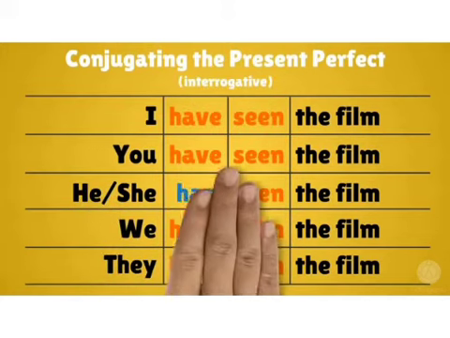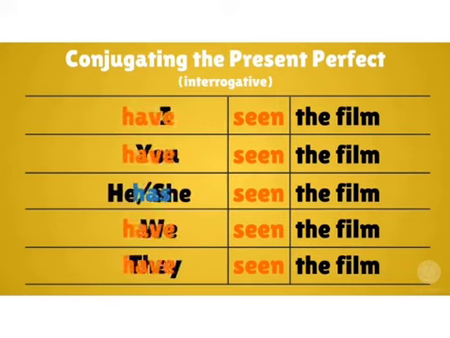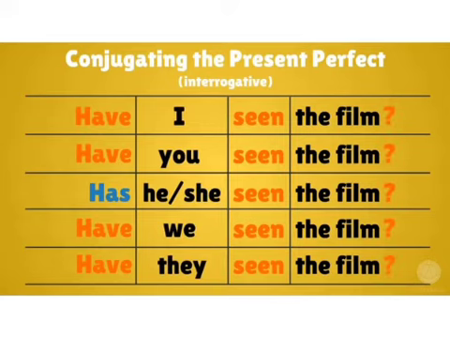Conjugating the present perfect tense in interrogative form. Take all the helping verbs, that is, a helping verb is nothing but auxiliary verb have or has, to the front. Have I seen the film? Question mark. Yes, if a sentence has a question, then it is interrogative type. Have you seen the film? Has he seen the film? Or has she seen the film? Have we seen the film? And have they seen the film?